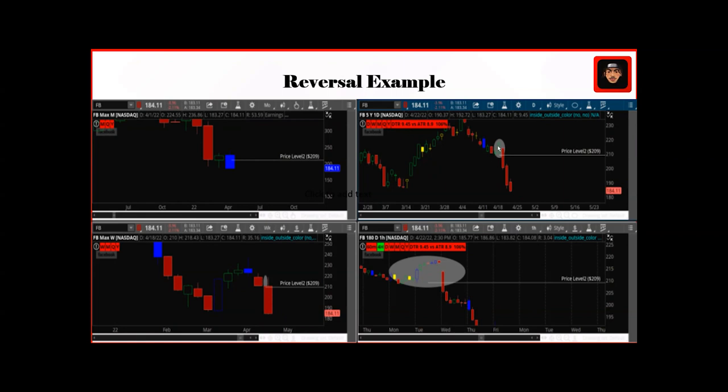The day was green, but on the next day, we gap down right here. So your hour goes red, and the 4 hour is also red. It's just that whenever I took the picture, it was green because of another trading day. But the 4 hour is red. We're basically taking that reversal back into time frame continuity.